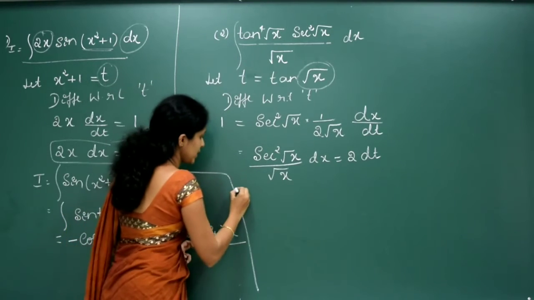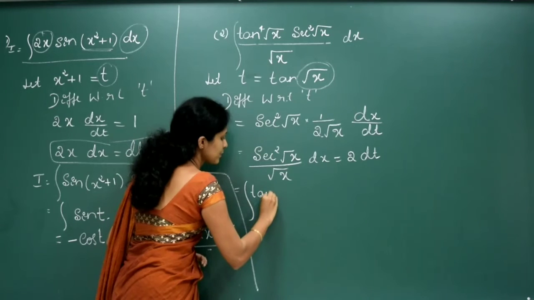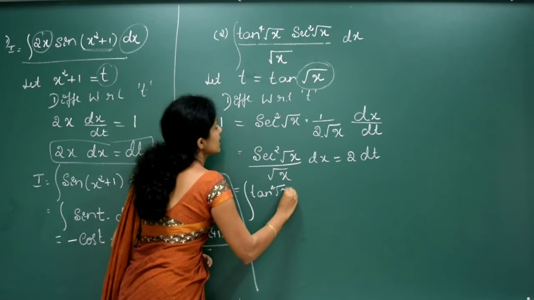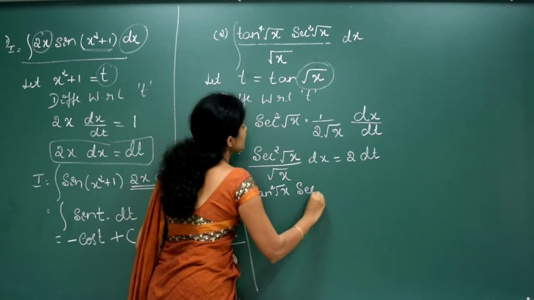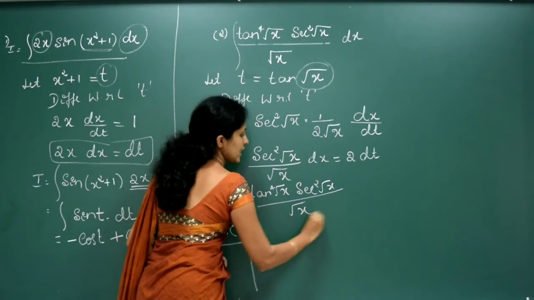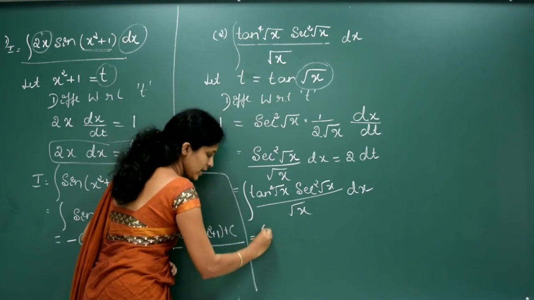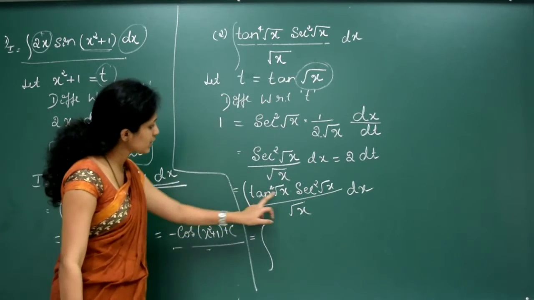So now I will substitute here. See, we need the integration of tan to the power 4 root x into secant square root x divided by root x into dx. So this is equal to integration of tan to the power 4 root x.